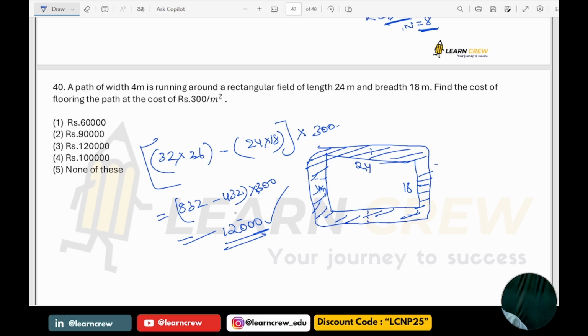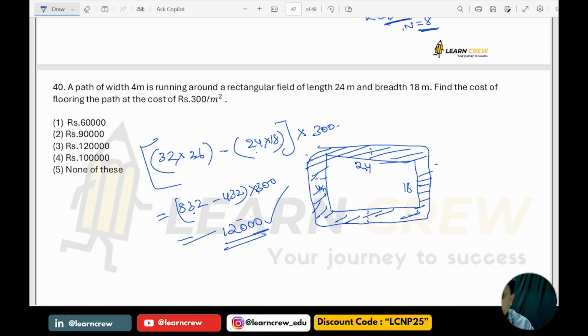So what is the answer? 12,000. Am I correct or not? Right. So the answer is 12,000. It is not 1,20,000. It is 12,000. 32 into 26 is 832. This is 24 into 18. How much? 432. Difference is 400. So this is the path area.